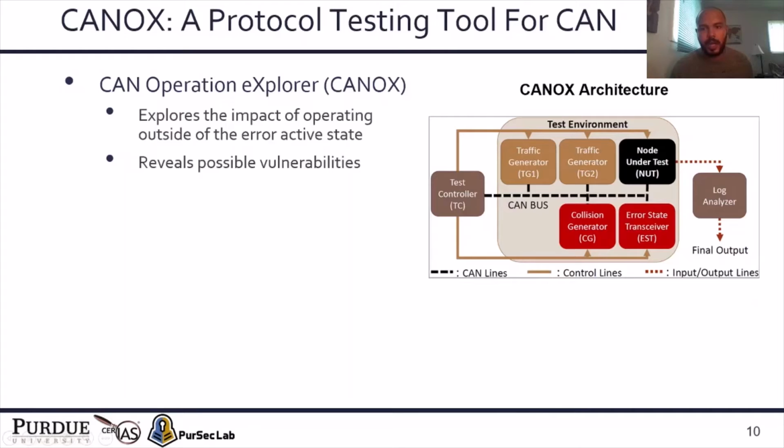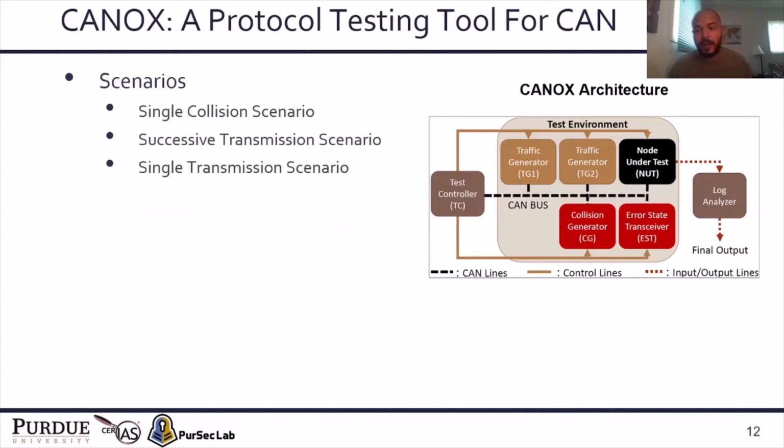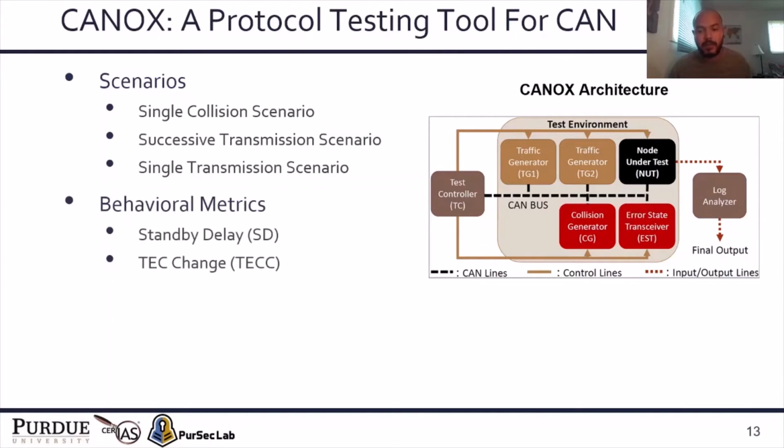We introduce CAN Operation Explorer, or CANOX. CANOX explores the impact of operating outside of the error active state to identify possible vulnerabilities. The way CANOX works is by placing a fully programmable node, named the node under test, or NUT, in a controlled test environment. NUT is then operated in different scenarios where it logs its behavioral metrics throughout the experiment. We consult the standard to identify the scenarios in which we expect the error passive and error active behaviors to differ. We do the same to identify the best behavioral metrics.